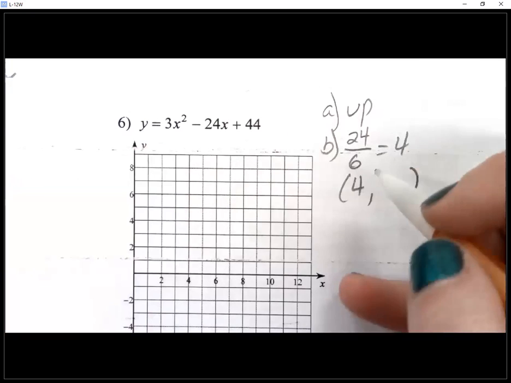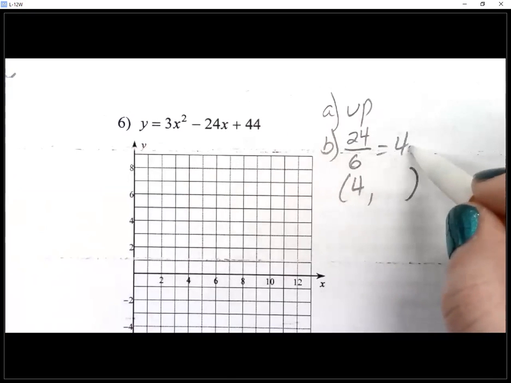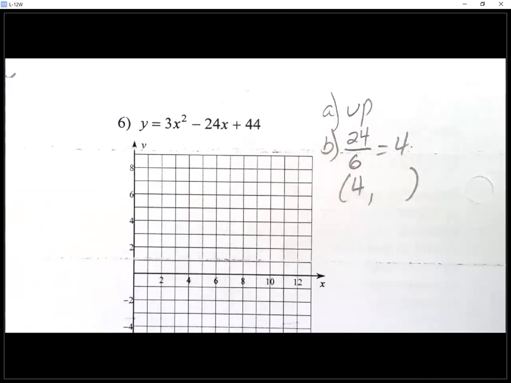Did you get 4 when you did -b over 2a? When you plug 4 back in, did anybody do it yet? I have it, but I want you to have it. You can always use a calculator. You don't have to do it all in your head. Have the calculator do all those numbers for you.